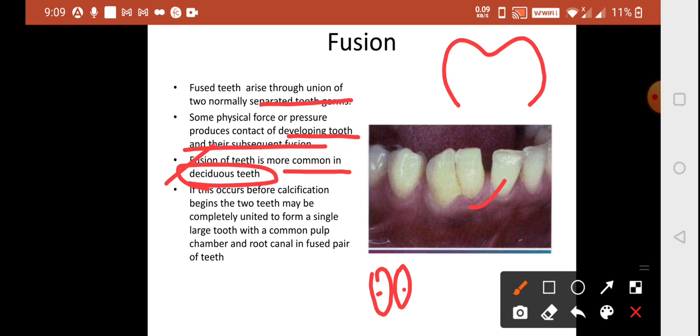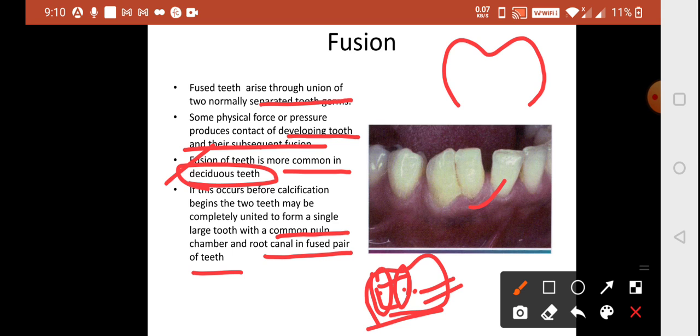If this occurs before the calcification begins, the two teeth may be completely united to form a single large tooth with a common pulp chamber and root canal, in the fused pair of teeth. So if there is no calcification, they can have a common root canal and a bigger pulp chamber, and the teeth are completely fused, meaning they will appear bigger. The two teeth may completely unite to form a single large tooth.